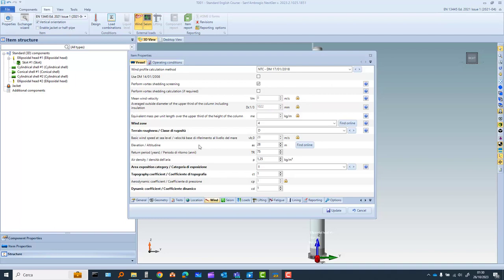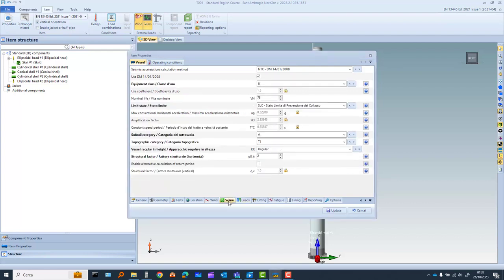Wind. The wind is calculated according to the national annex of the European standard EN 1991. Here you have all the characteristics. So the wind zone is wind zone 4, the terrain roughness, the basic wind speed, which is 28 meters per second, the altitude is 28 meters, and all other characteristics that are required to make a calculation for wind.